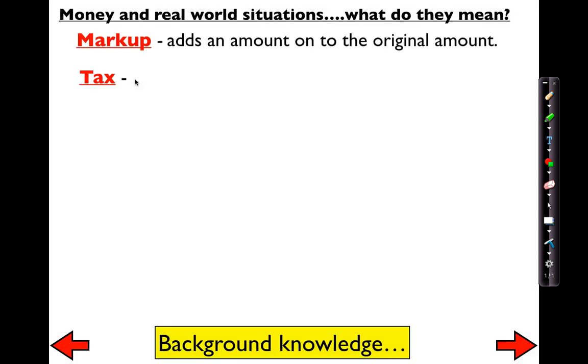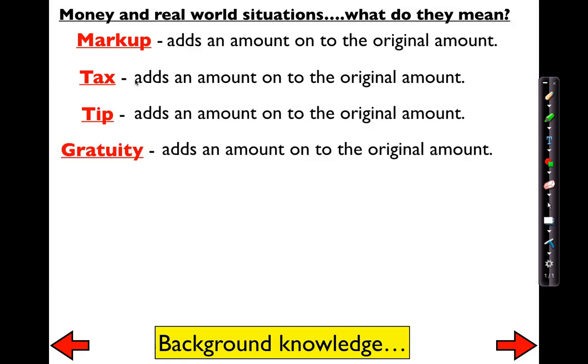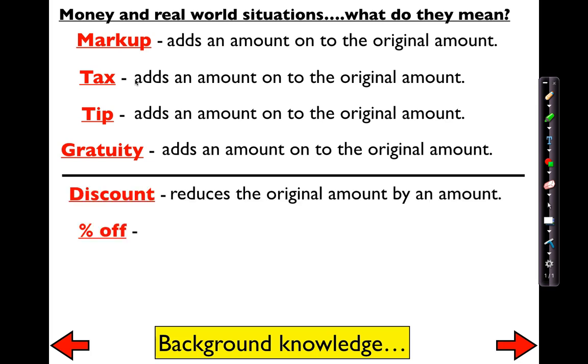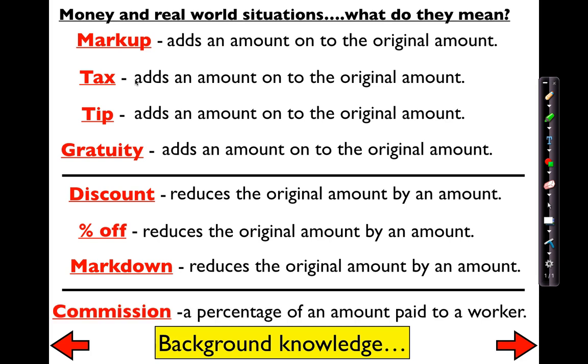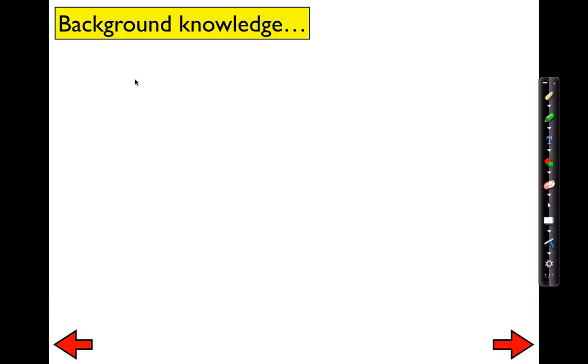So remember, markup, tax, tip, and gratuity are all words that you would essentially be adding more to the amount. Now, words such as discount and percent off and markdown are all words that would reduce the original amount. And then the word that doesn't go to either marking something up or marking something down would be commission, which is essentially a percentage of an amount paid to a worker.